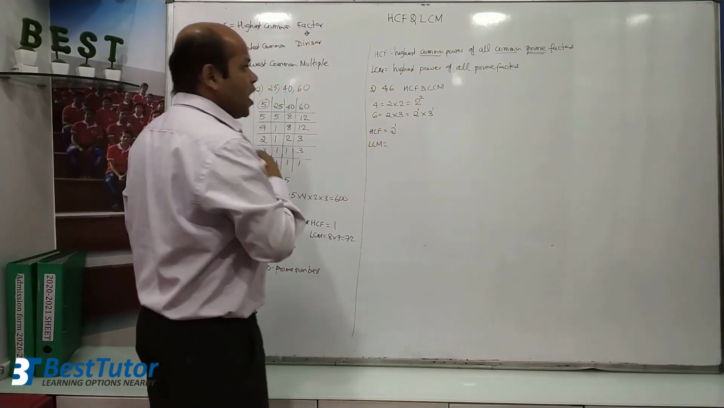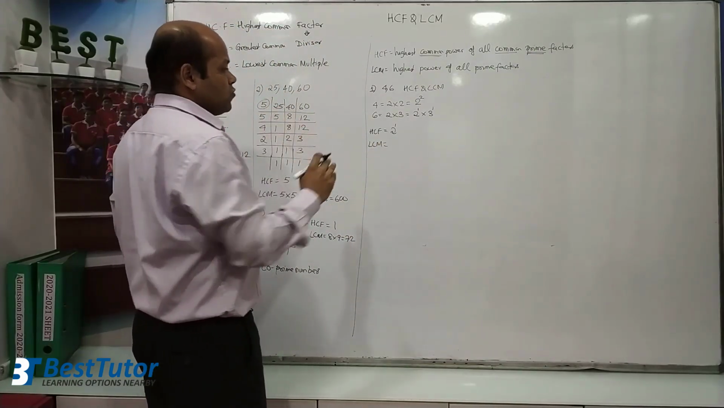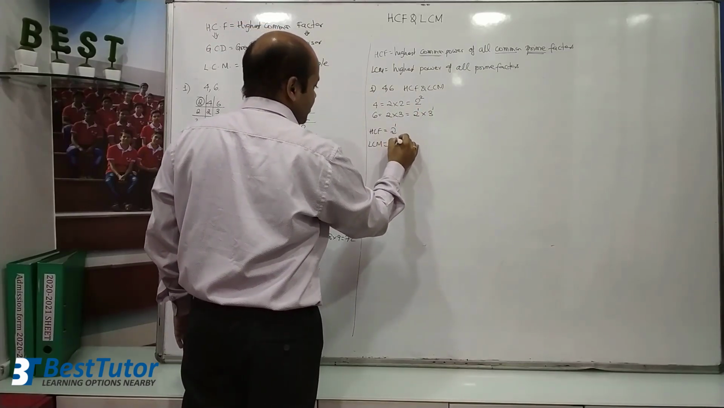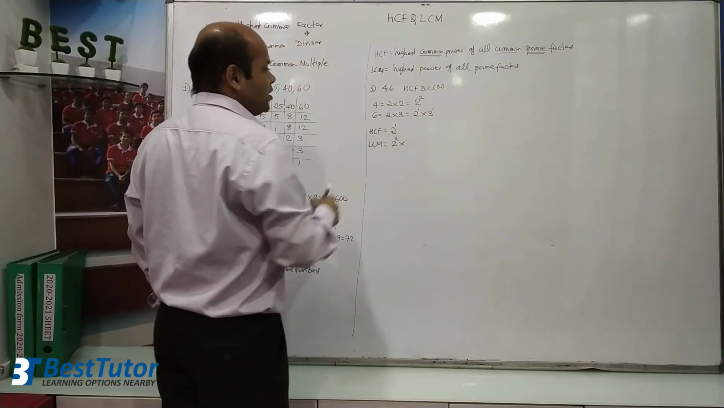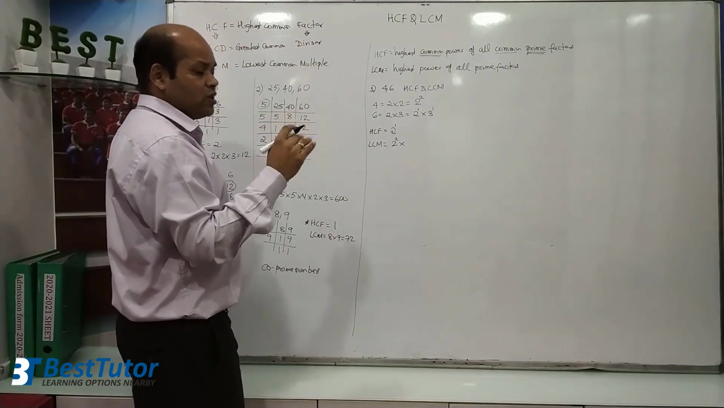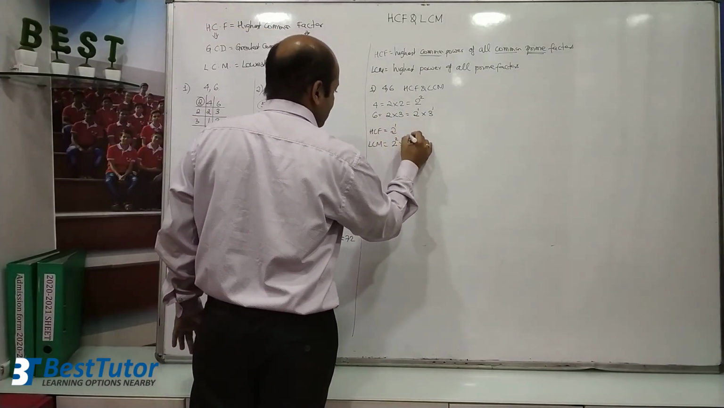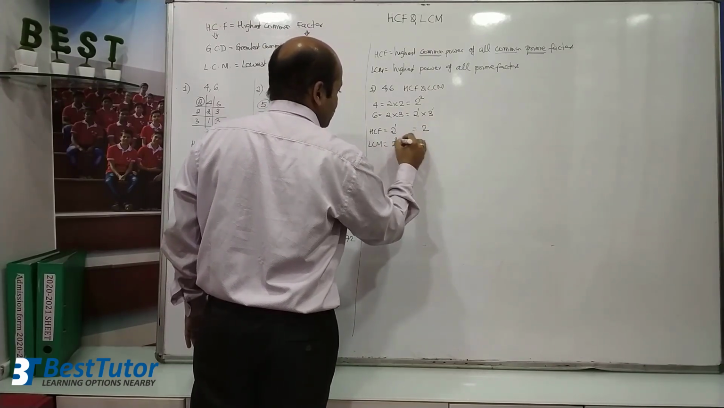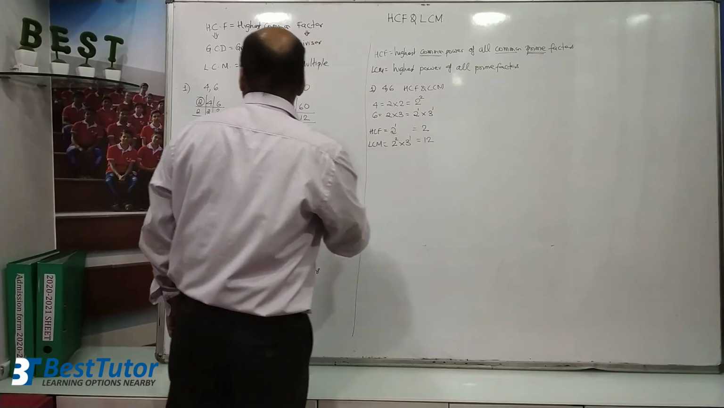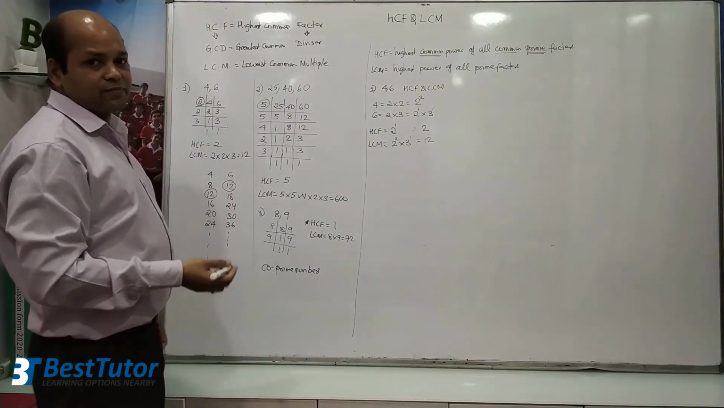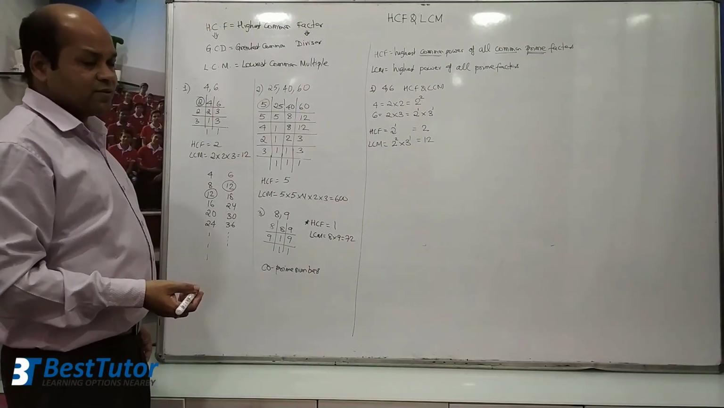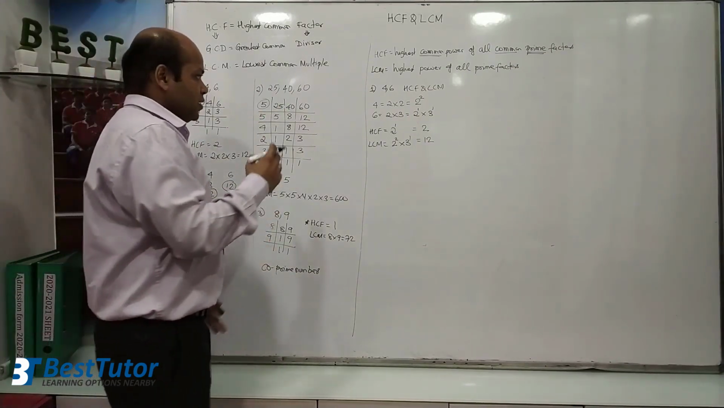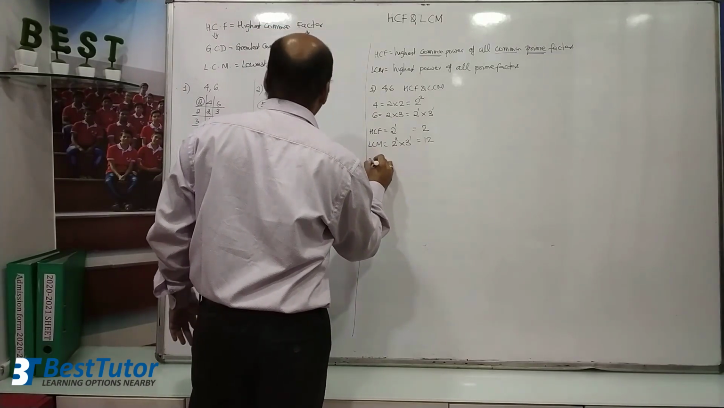Next, LCM. What is LCM? Highest power of all prime factors. So, which are the prime factors? Here it is 2, here it is 2. What is the highest power? 2 square into 3 raised to 1. There is no 3 in 4, but still, I'll take it. It is 3 raised to 1. So, HCF is 2, LCM is 2 square is 4, 4 into 3 is 12, the same answer. Okay? This is another method. This method, if you know powers of numbers, you can do orally. Now, second one. I'll take the same example.